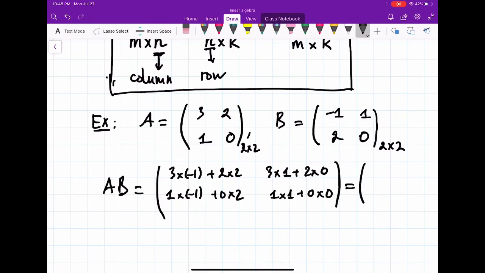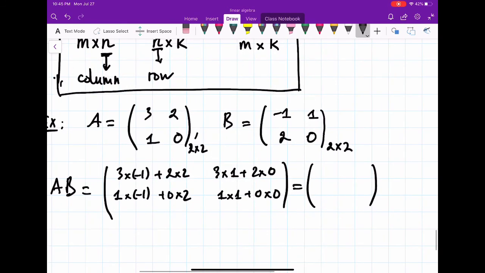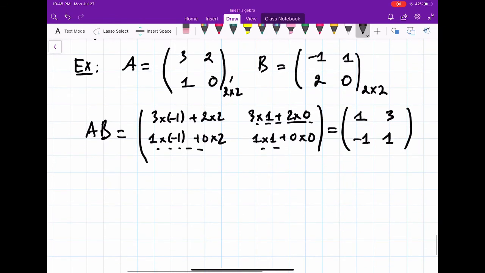So you have 1 in here. And in this term, you have 3. In this term, you have -1. And in here, you have 1. That is AB. Let's find BA. In this case, BA exists, right? We'll see if they equal to AB or not.